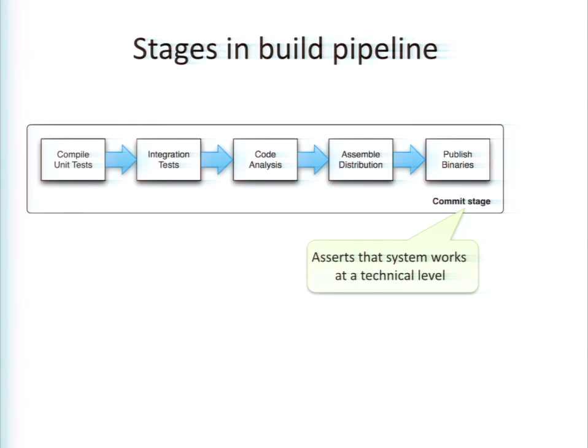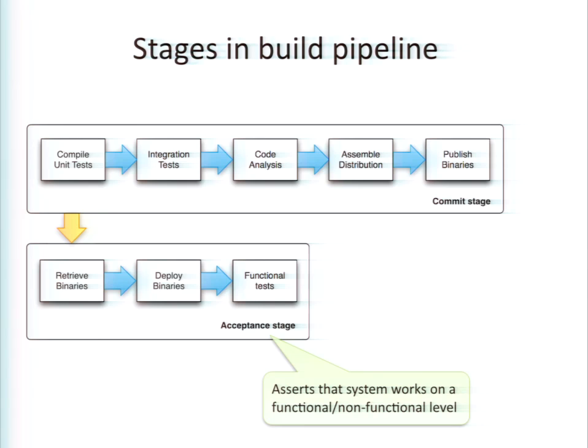Okay, so now let's have a look at our build pipeline. We'll further divide our pipeline into several stages, and the first one is called the commit stage. The purpose of the commit stage is to assert that the system works at a technical level. We already had a quick look at this stage, so it starts with compiling our code and running our unit tests. Then we move on to higher level tests, integration tests that maybe already talk to a database. Then we run some static code analysis. Once we are happy that the system works well on a technical level from an inside perspective, we then create our war, and then we publish it to a binary repository such as Artifactory or Bintray. So that would be our commit stage.